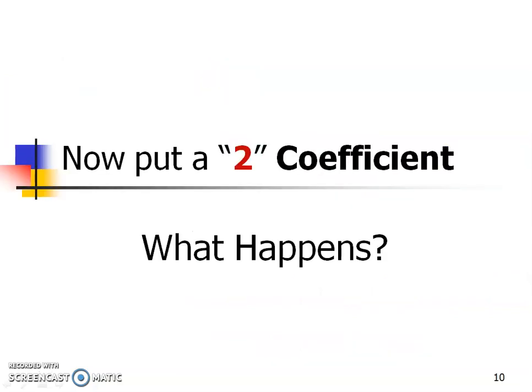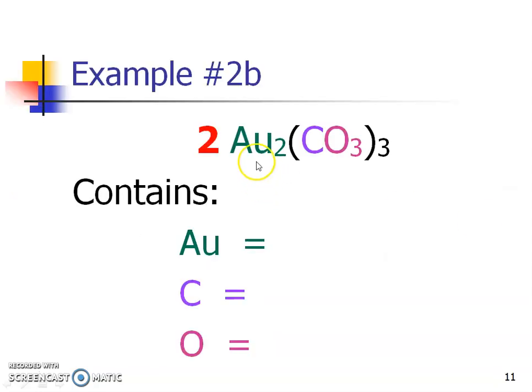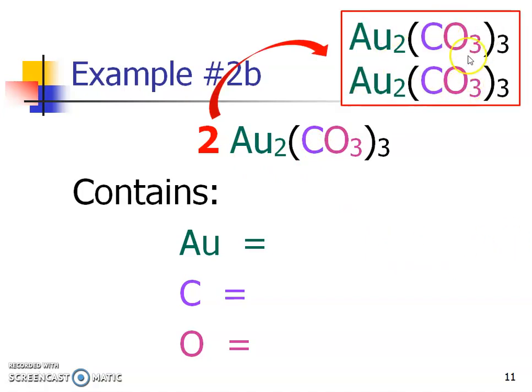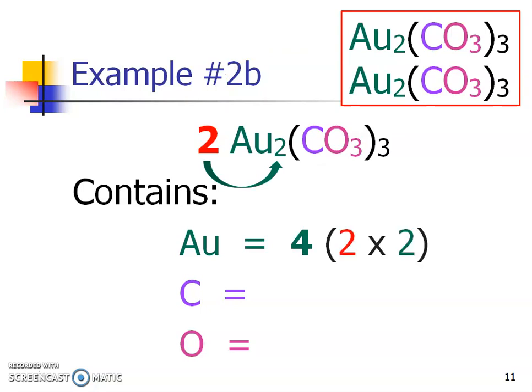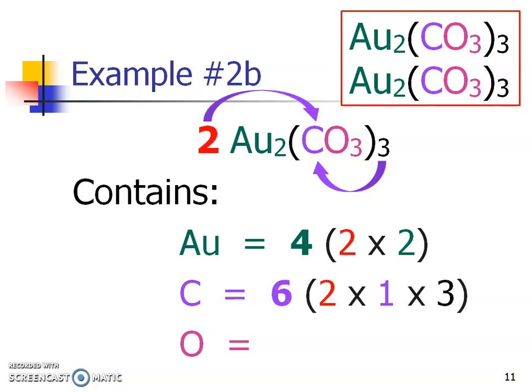Now let's put a 2 in front of that compound of gold carbonate. Okay, so what does this really mean? The 2 really tells us that we have 2 of these compounds. Okay, so if we have 2 of the compounds, ding, ding, ding, we're basically multiplying out. So let's look at the gold. So 2 times 2 is going to give us the 4 gold atoms total. But now look at that carbon. So first it's going to be 3 times the 1 times the 2. Aha! So hopefully that makes sense.